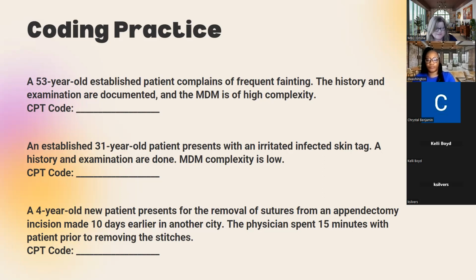All right, so in the first column, all the way to the left side of the page, the top box is the new patient, office or other outpatient services, and the second box is the established patient. All right, so they let us know already that it's high complexity, right? So we're going to look on our chart, and it's high complexity.